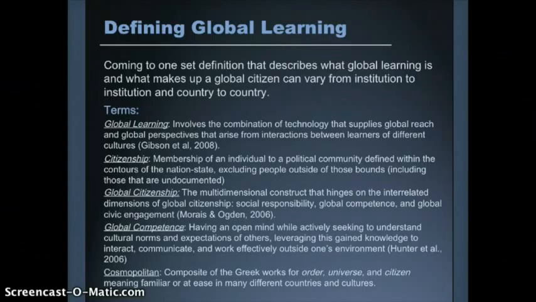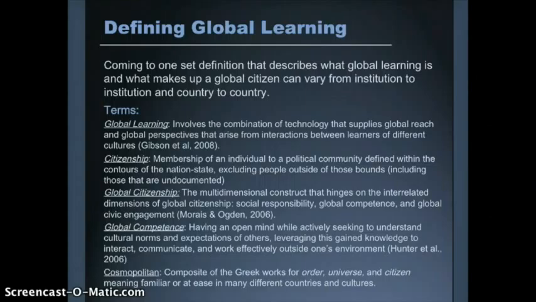Global learning. Global learning involves the combination of technology that supplies global reach and global perspectives that arise from interactions between learners of different cultures. Citizenship is membership of an individual to a political community defined within the contours of the nation-state, excluding people outside of those boundaries, but including those that are undocumented.